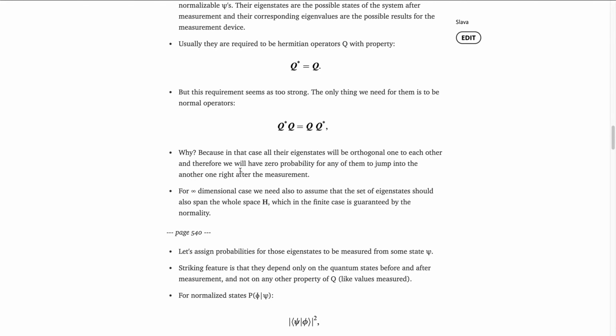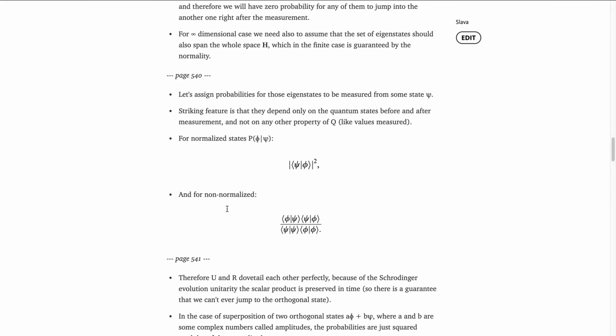So yeah, and for the infinite dimensional case, we need also to assume that the set of eigenstates should span the whole space H, which in the finite case is guaranteed by the normality. So only for an infinite dimensional case we need that remark. And on the next page he talks about the probabilities.